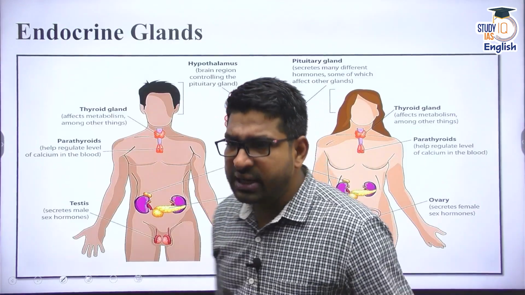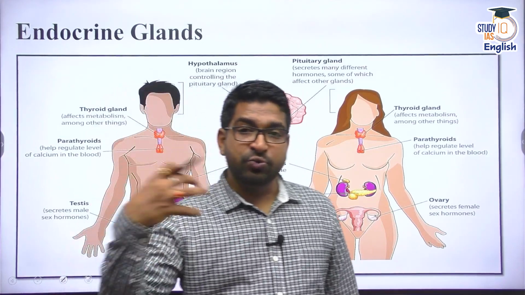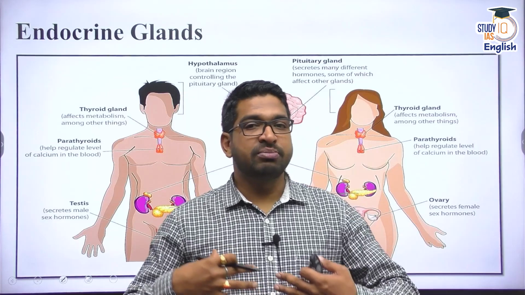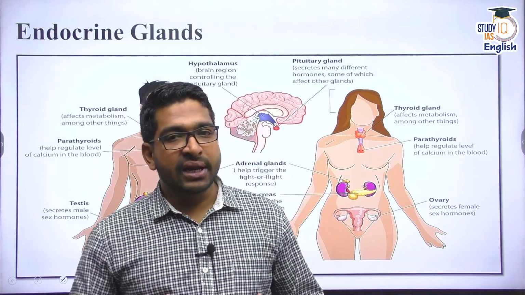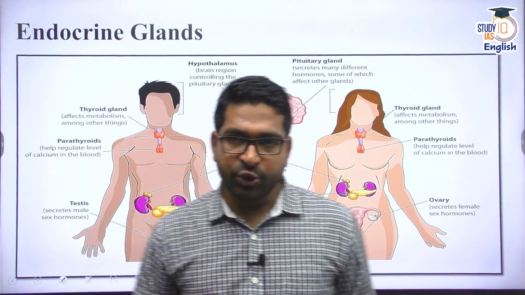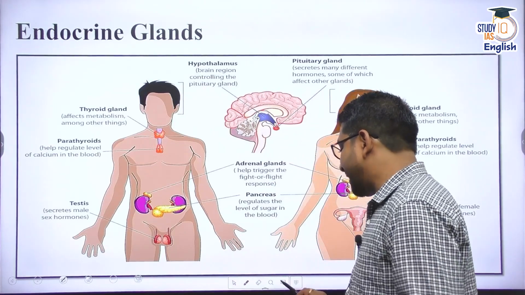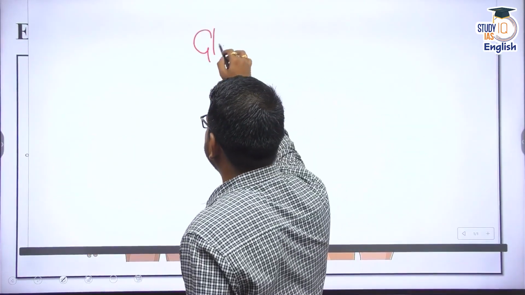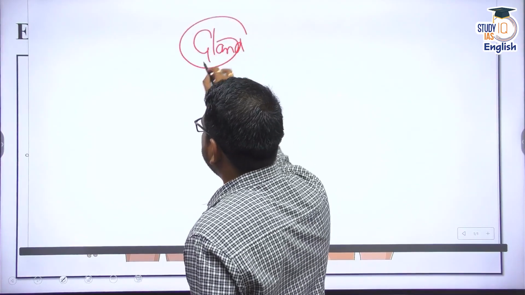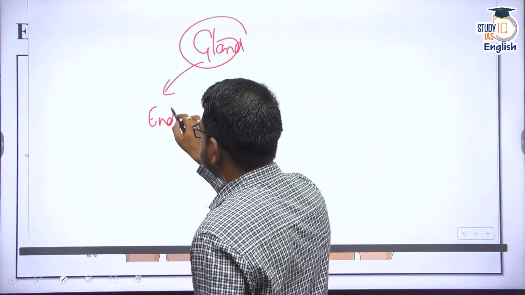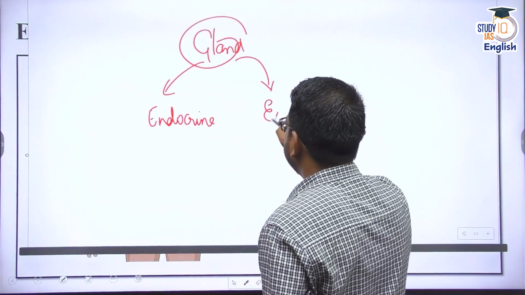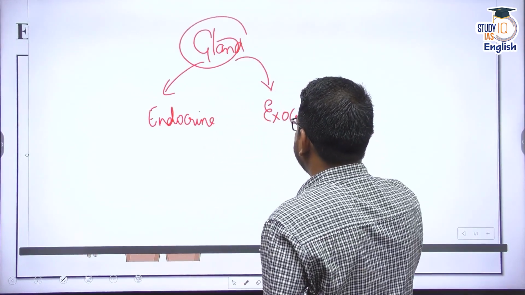Now, apart from that, we also have hormones in the human body which help us not just in control and coordination, but in the development of the entire body. In humans, we have two kinds of gland system. When we talk about different gland systems, we have the endocrine system. We also have the exocrine system or exocrine glands.